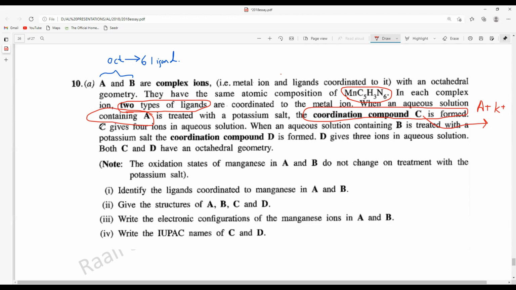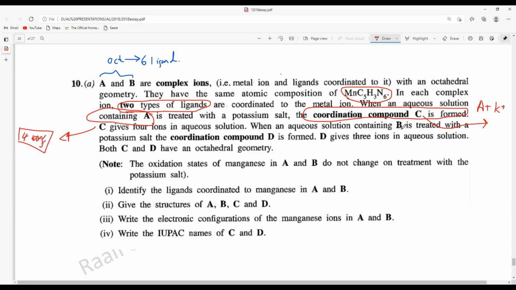C gives 4 ions. This is an important factor. So it could be 3 potassium ions plus a 3 minus charged A, or it could be a 2 minus charged A plus 2 potassiums. We don't know, so we have to check whether it gives 4 ions or not. This is one of the things that we need to find.